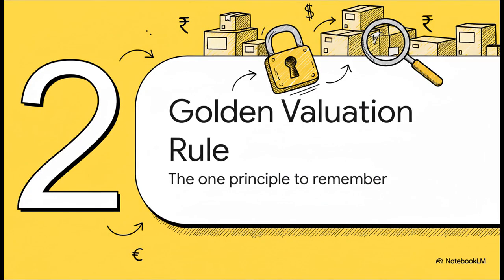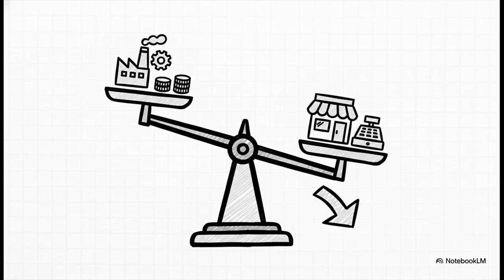Okay, so we know what inventory is, but how do we put that single value on it? Well, AS2 gives us one golden rule. That's the foundation for everything else. And here it is. If you only remember one thing from this whole explainer, make it this. Inventory must be valued at the lower of two numbers: what it costs the company to get it, or its net realizable value, what they can realistically sell it for. Whichever's lower, that's the number that goes on the books.